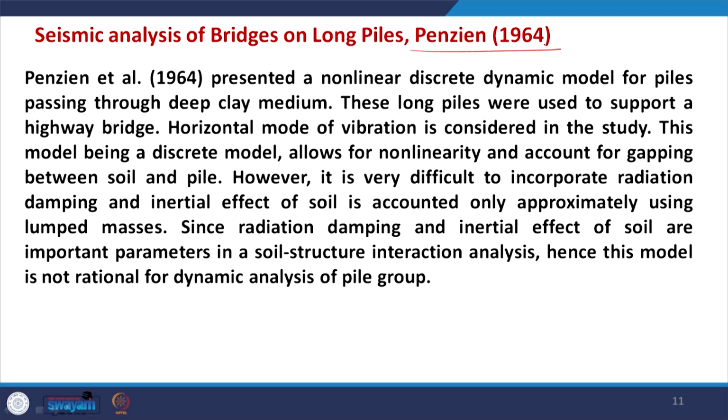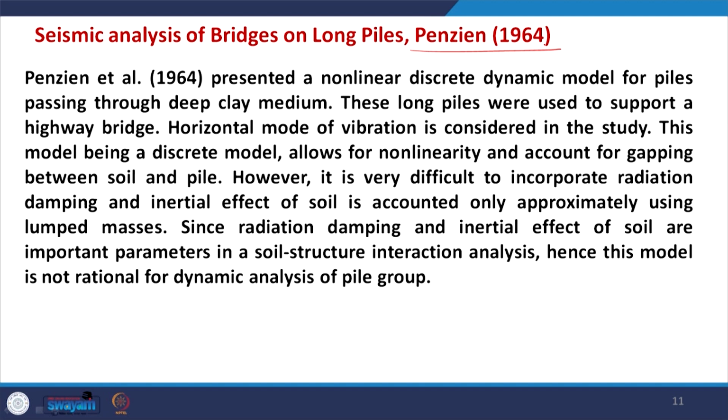Then Penzien in 1964, though the work is from before Poulos, but here they have considered the discrete models. So, Penzien et al. in 1964 presented a nonlinear discrete dynamic model for piles passing through deep clay medium. So, even the nonlinearity is considered, and this appeared to be the first work for the dynamic analysis of piles. And these long piles were used to support a highway bridge.